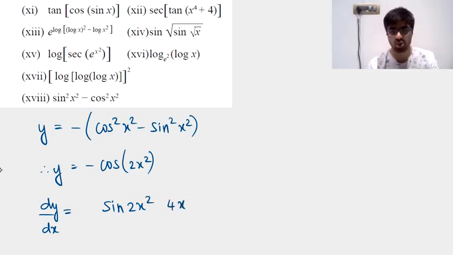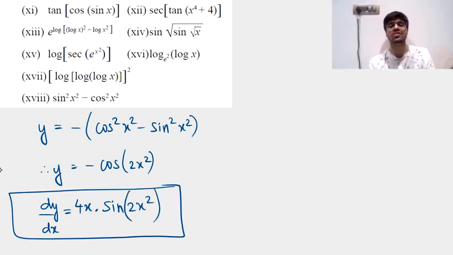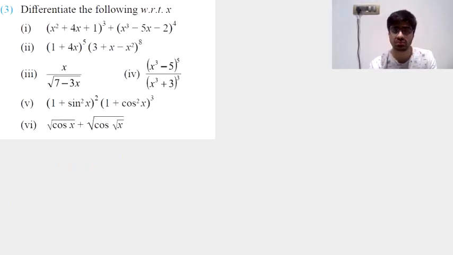Now writing a 4x over here often confuses the reader, whether that 4x is multiplied with 2x square or it is outside the sine. So it's a better practice to write it clearly outside the sine term, so that there is no confusion about whether this term is outside or inside. It's very clear that the term is outside, and yeah, 4x into sine of 2x square is the final expression of dy by dx for that 18th question.